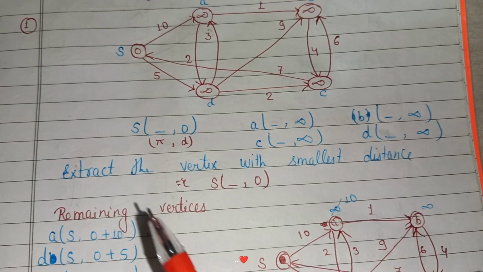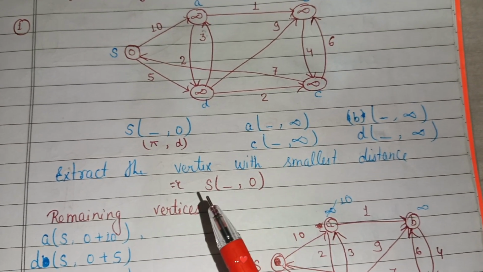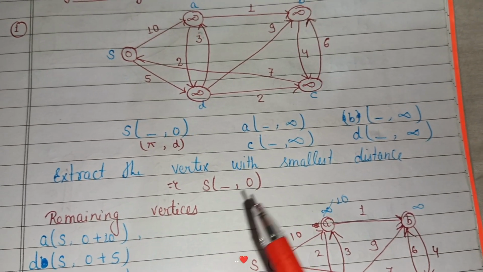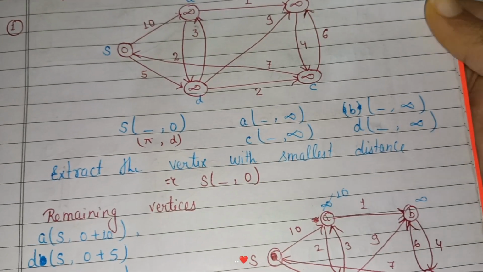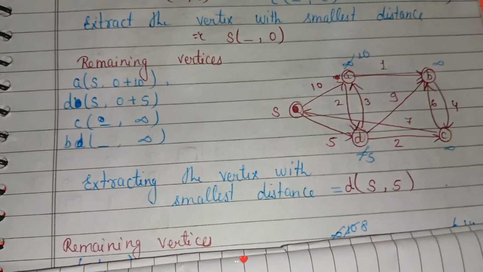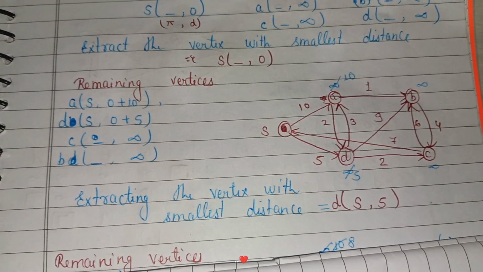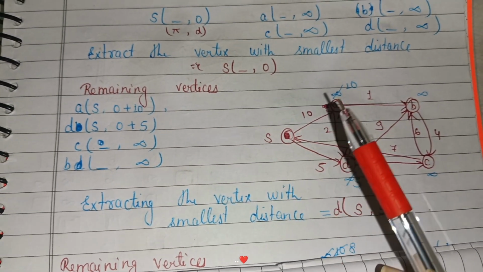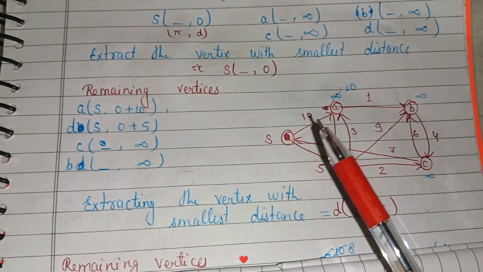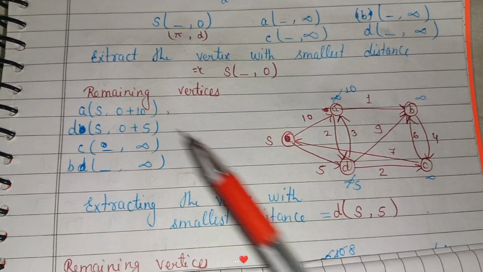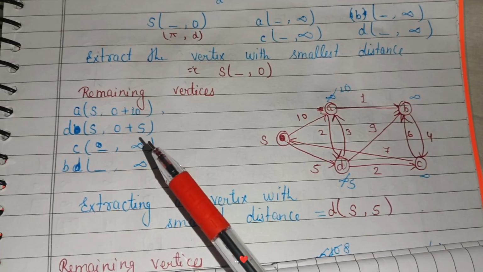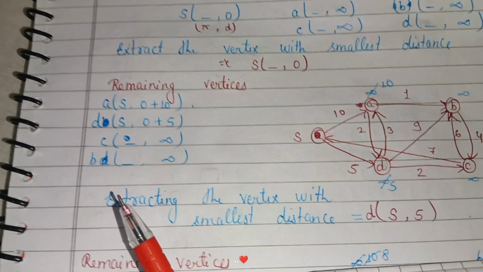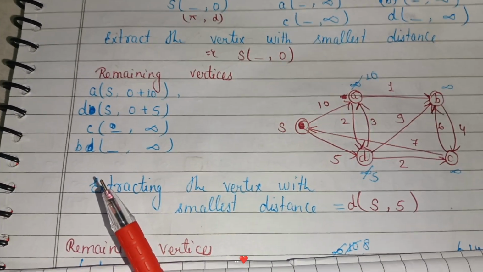Now we extract the vertex with the smallest distance. Currently, S has 0 distance, which is minimum. So we select vertex S. Now we relax the edges from S. Distance to A through S is 0 plus 10, that is 10, and distance to D through S is 0 plus 5, that is 5. So we update A and D; vertices B and C remain at infinity.